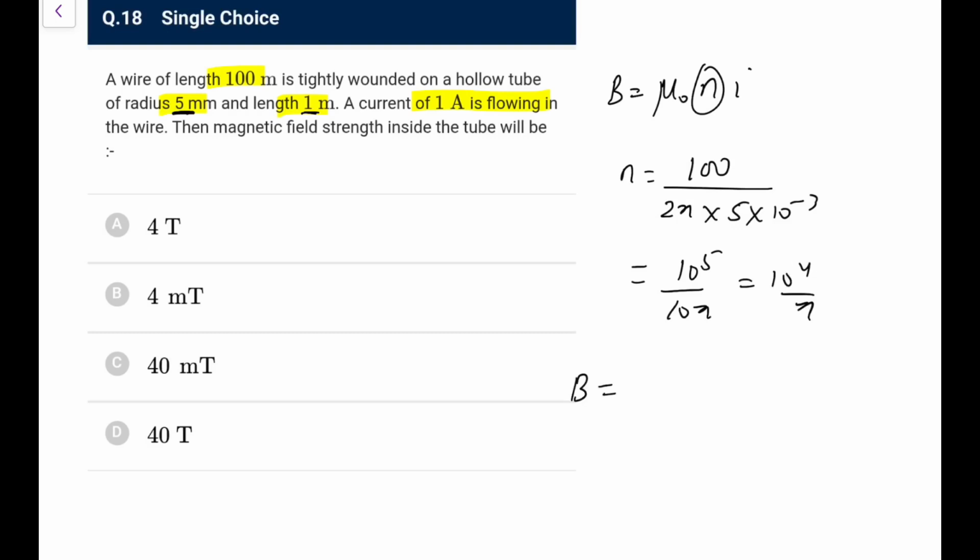So the B would be mu naught, you write it as 4 pi into 10 to the power minus 7, into 10 to the power 4 by pi, and I is 1. So pi goes, it is 4 milli Tesla. You will get option B.